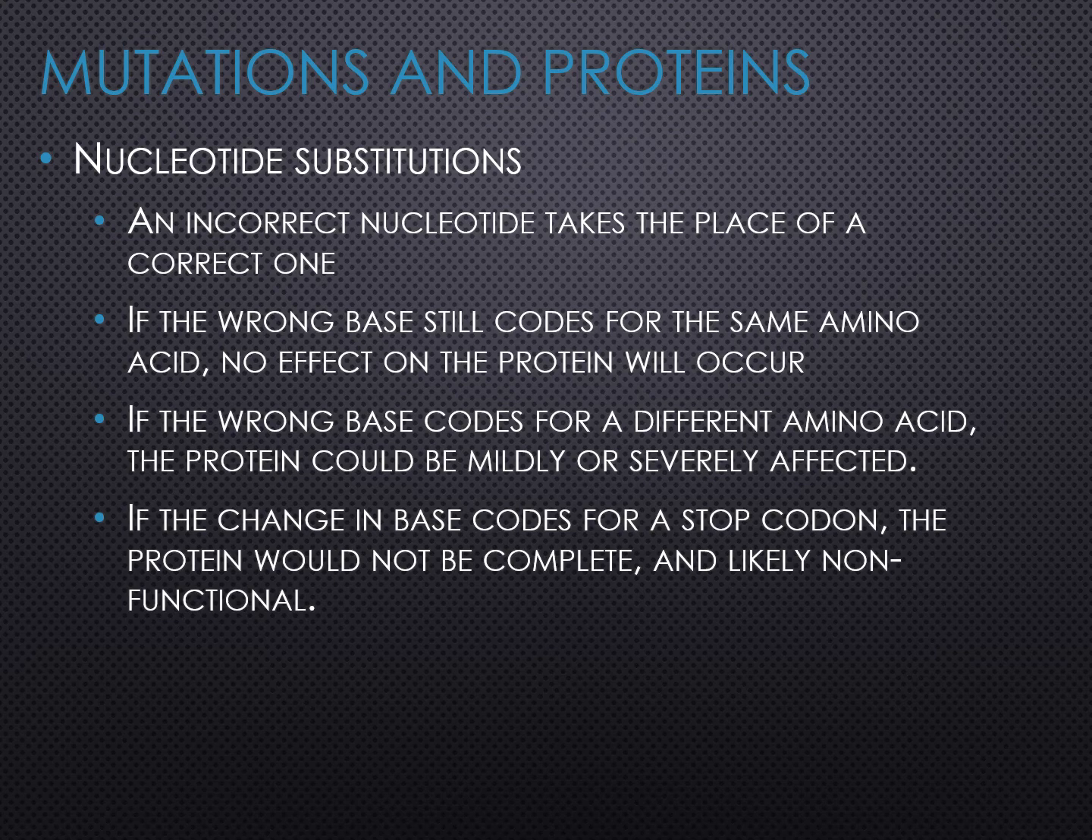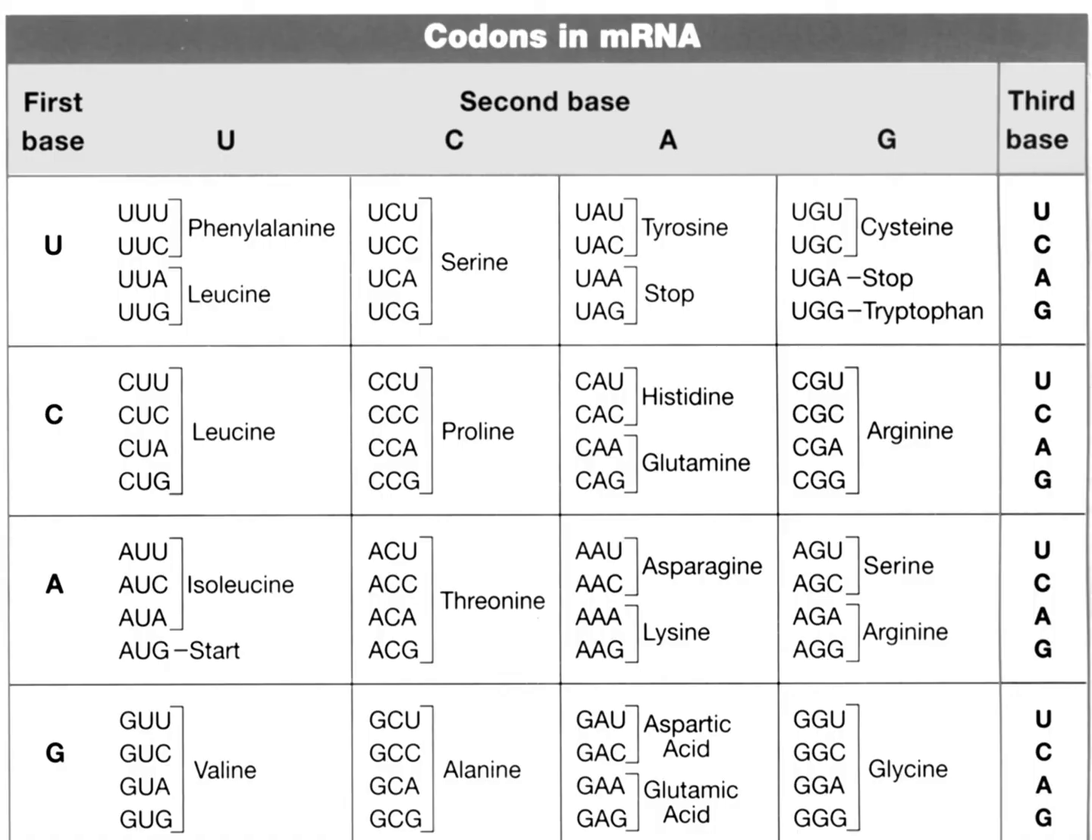Nucleotide substitution. So here, an incorrect nucleotide takes the place of a correct one. If the wrong base still codes for the same amino acid, then there will be no effect on the protein. If the wrong base codes for a different amino acid, then the protein could be mildly or even severely affected. It depends on what amino acid it is. Generally, it will be, I would say, no effect to very little effect. If the change in base codes for a stop codon, then the protein is not going to be complete and will almost certainly be non-functional.